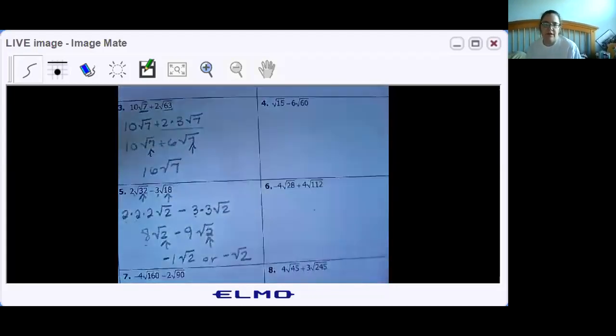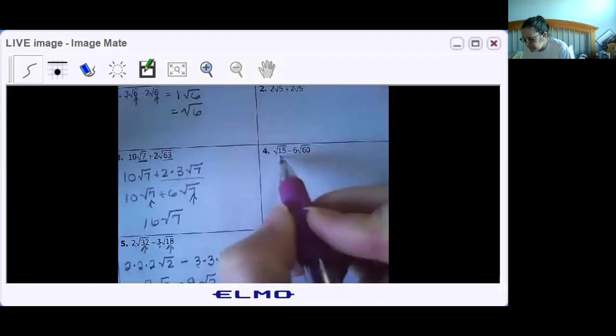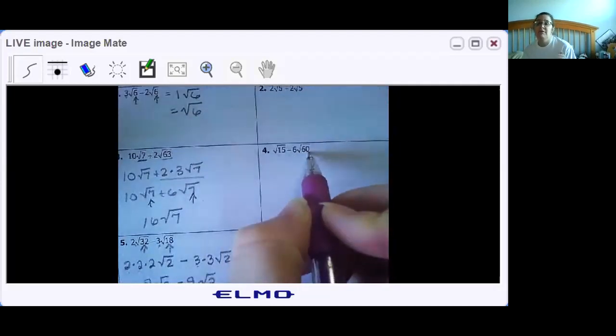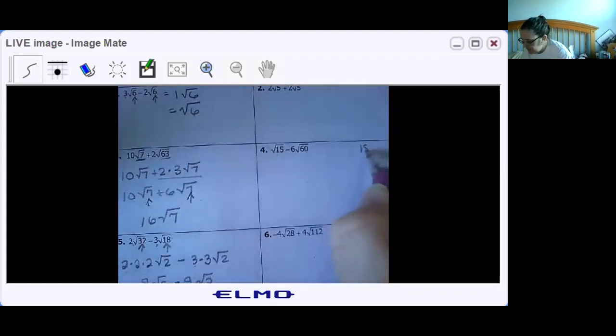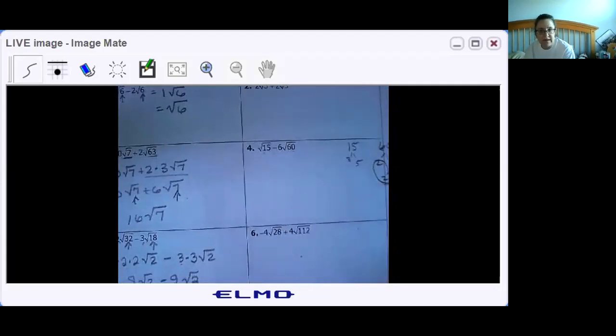All right, guys, so let's look at how we did 4 and 6. Start off with number 4. We have the square root of 15 minus 6 times the square root of 60. Well, first we need to check and find out if both of them are in their simplest radical form. So if I look at the square root of 15, 15 is 3 times 5, so I can't break it down any more than it's already been broken down. But if I look at 60, 60 is 2 times 30, which is 2 times 15, which is 3 times 5. So I have those 2's that I can take out.